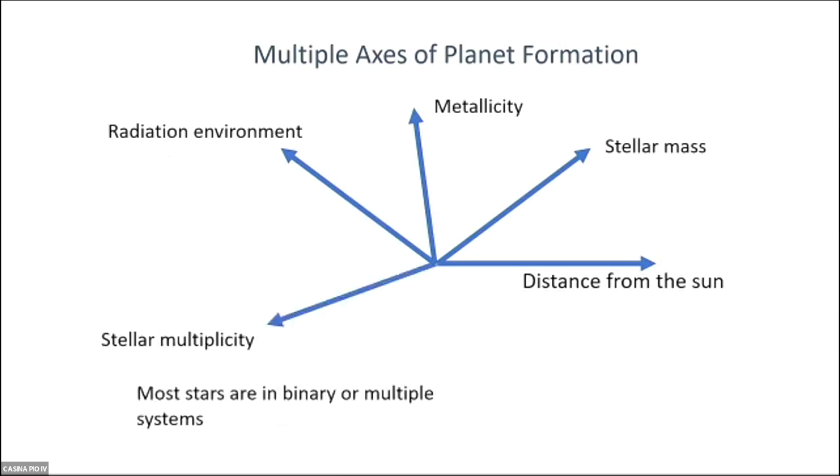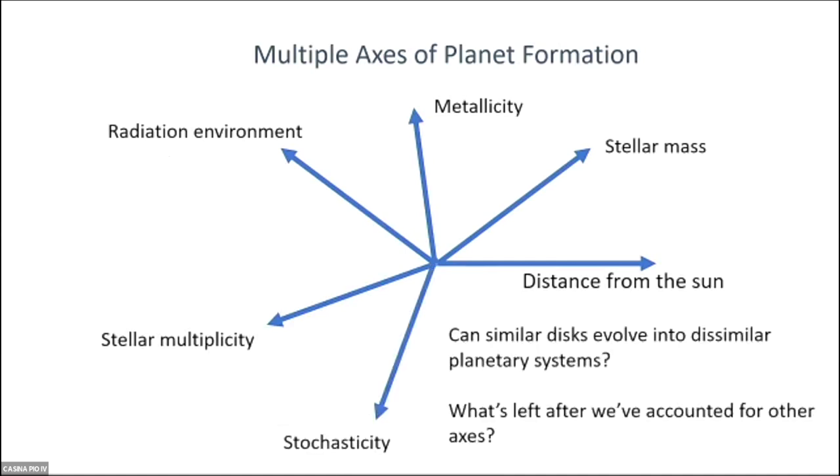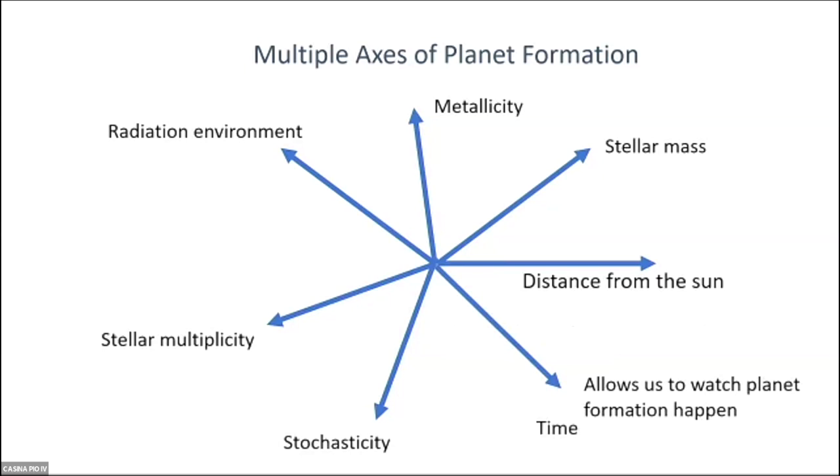Stellar multiplicity probably matters because most stars are born in binary or multiple systems. And then this is a little bit of a catch-all, but I think we do have to ask, can similar disks evolve into dissimilar planetary systems? So there might be some randomness in the process, or we can think of this as what's left after we've accounted for other axes. And then implicit in all of the studies that are going to be in this session is using the time axis. So the solar system is just the end result of planet formation, but what we can do is go back in time and watch the process as it happens.